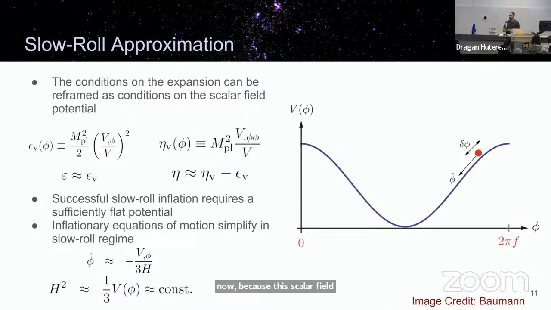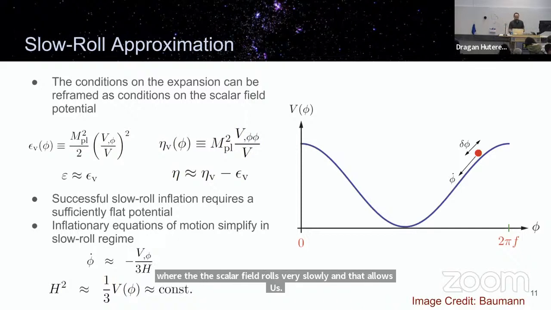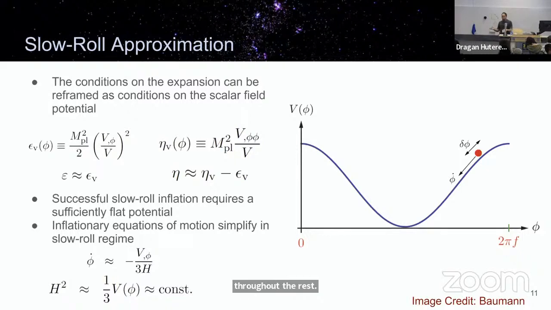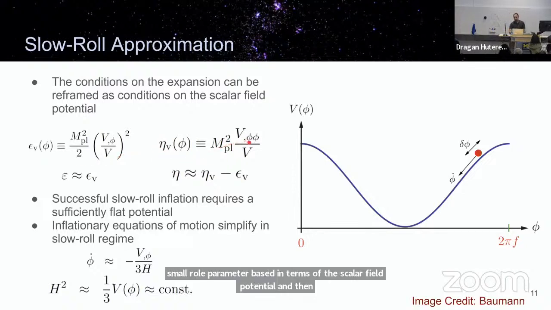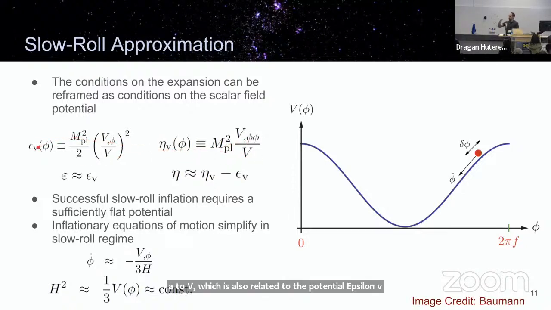All right. Now, because this scalar field, when it's slowly rolling, is guaranteed to solve the problems, we can work in a regime that is very convenient. We can work in a regime where the scalar field rolls very slowly, and that allows us some simplifications in the equations, which we'll use throughout the rest. In the slow roll approximation, you can directly relate the conditions of the potential to those slow roll parameters that I defined earlier. So specifically, you can define something called epsilon V, which is the slow roll parameter based in terms of the scalar field potential, and then eta V, which is also related to the potential.